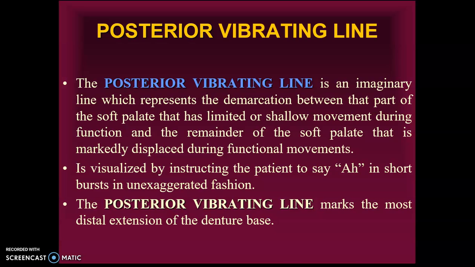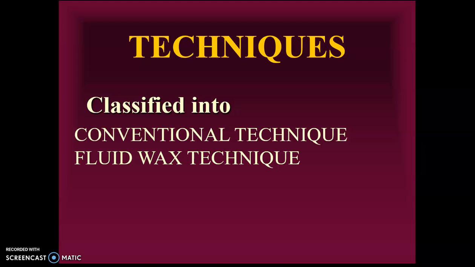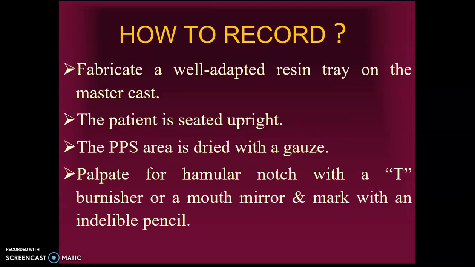It can be recorded by asking the patient to say 'ah' in short bursts, but in an unexaggerated fashion. So the posterior vibrating line is the most posterior part of the maxillary complete denture. Now, how can we record the PPS during the border molding procedure? Nothing else than the conventional technique, fluid wax technique, and arbitrary scraping of the cast.